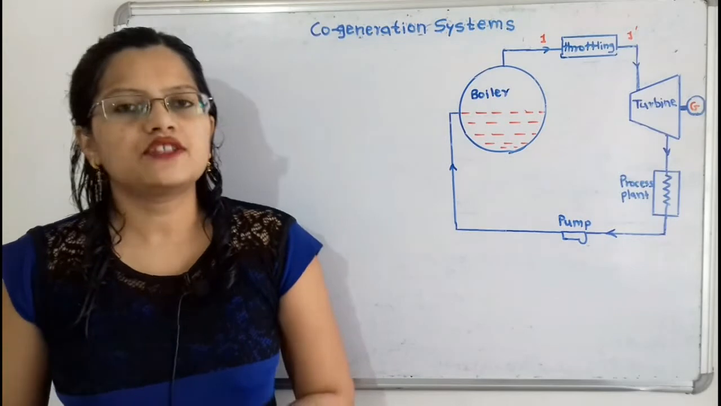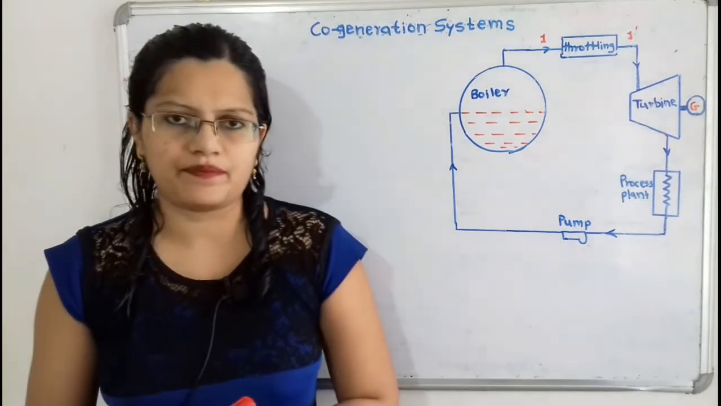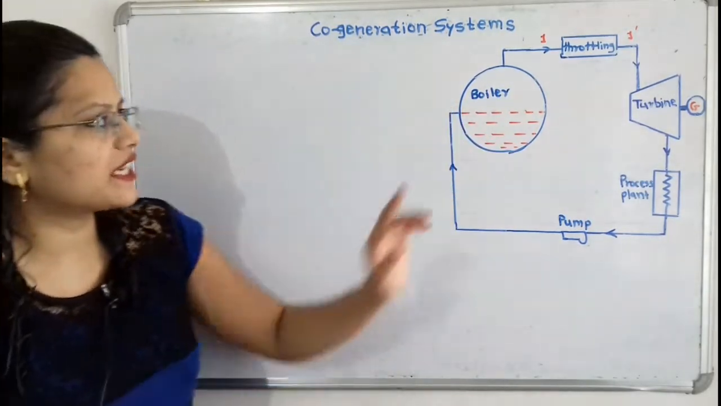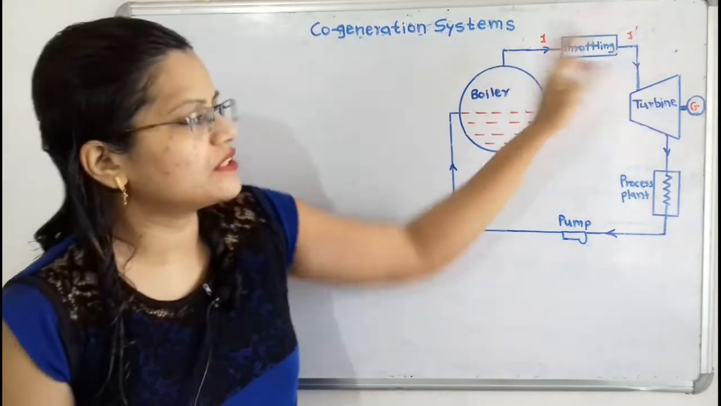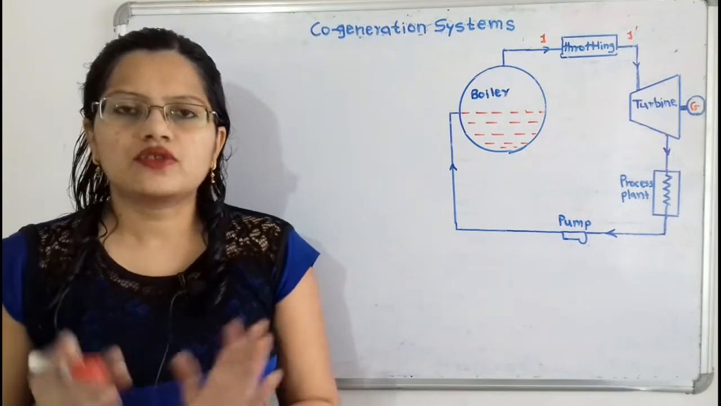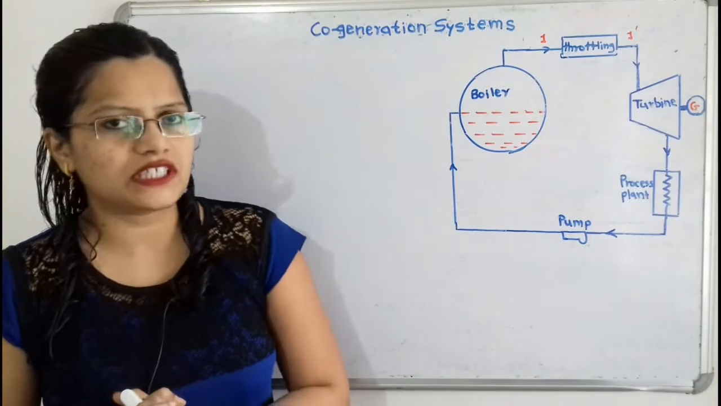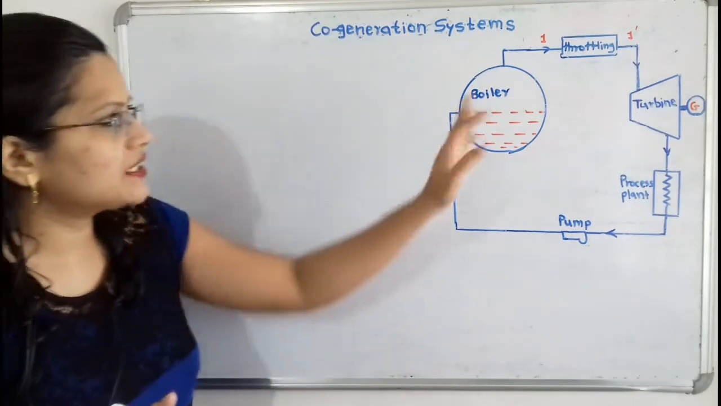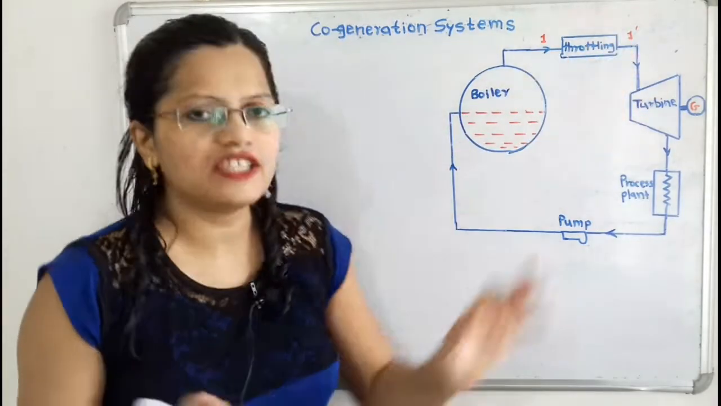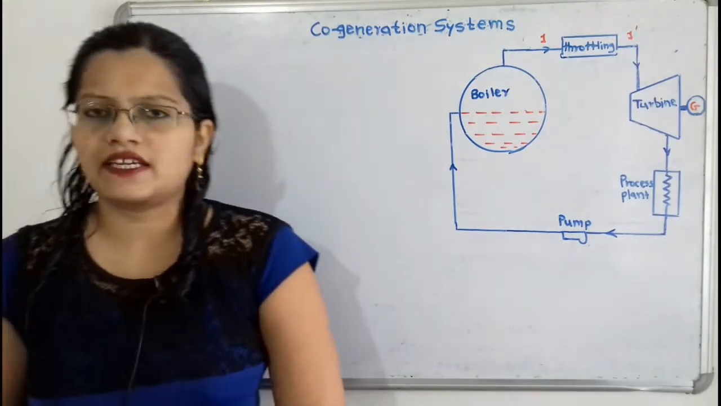Let us understand the throttling process in a cogeneration system with the help of a diagram. In the boiler, high pressure and high temperature steam is generated and it is passed through this throttling process. Now what is this throttling process? It is the partial reduction of the pressure with constant enthalpy. So when this steam passes through the throttling process, from point 1 to 1 dash, the enthalpy remains the same, but the pressure of the steam is reduced.